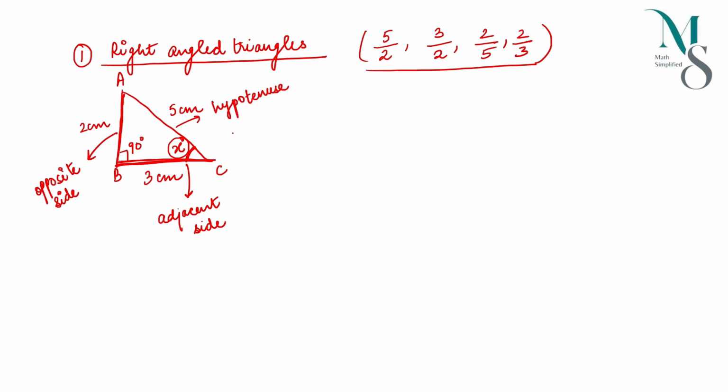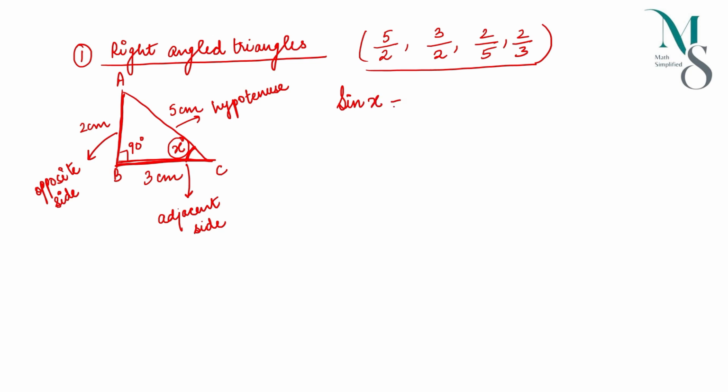So whatever angle measure you have to find, the side which is just next to it, adjacent to it, except the hypotenuse, is known as the adjacent side. The side which is opposite to the angle measure is known as the opposite side, and the last side is your hypotenuse.